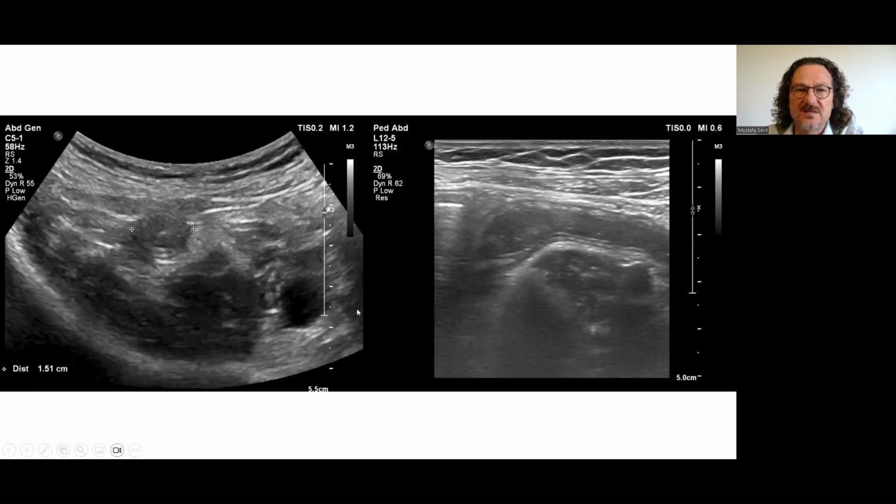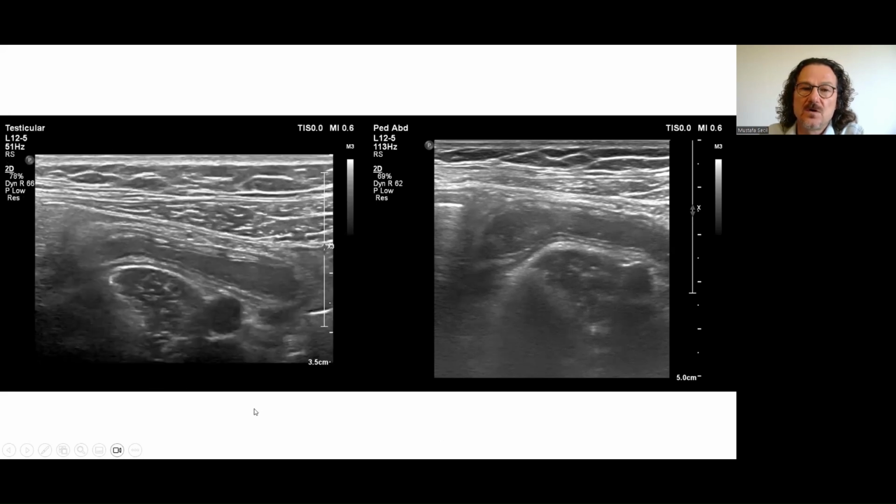This is an example of acute appendicitis seen by general abdomen convex transducer. But when we move to pediatric abdomen and linear transducer, we can better demonstrate the appendicitis. When we move more superficial presets like testicular or thyroid, we can better delineate the appendicitis, including the walls and the lumen. We should be flexible enough to change the transducers and presets during each imaging.